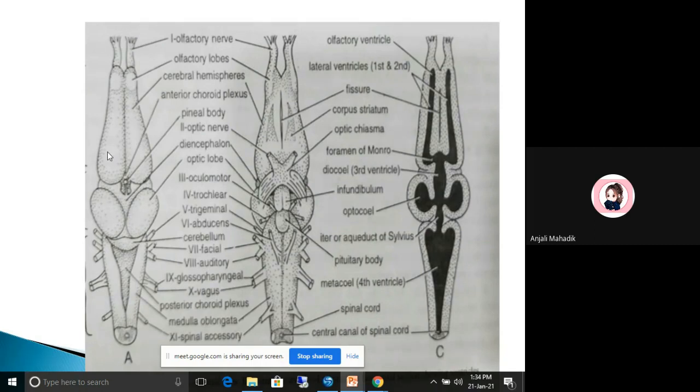In the frog, the cerebral hemispheres are equally divided, elongated, tubular and globular on the posterior side. Olfactory lobes are not well developed. In fish they are well developed, but the frog is a sluggish animal, so the olfactory lobes are less developed.